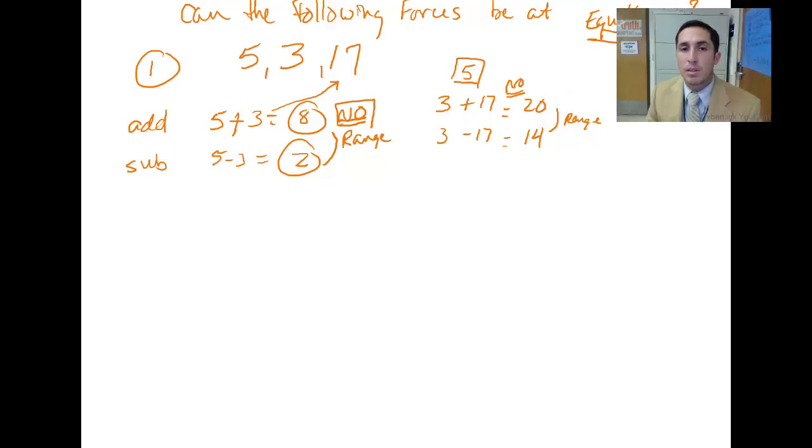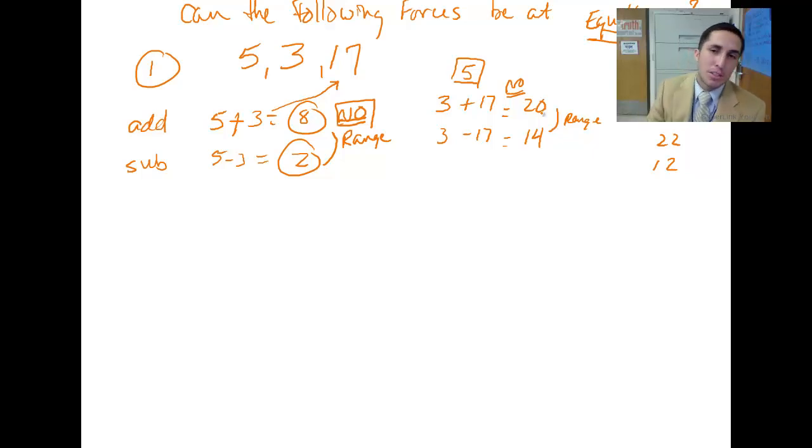The last time, let's say we use 5 and 17. If we add them together, we get 22. We subtract them, we get 12. Let's see, the number we're missing was 3. Does that work? No, it does not work. So the answer is no.